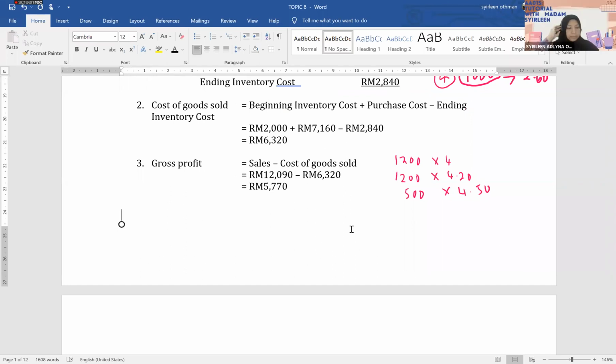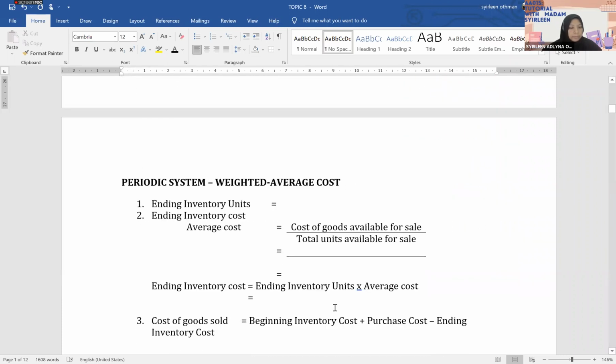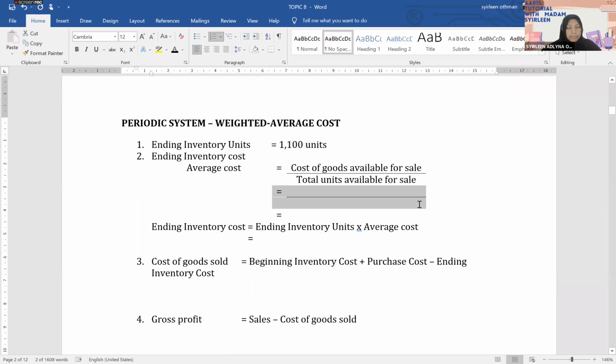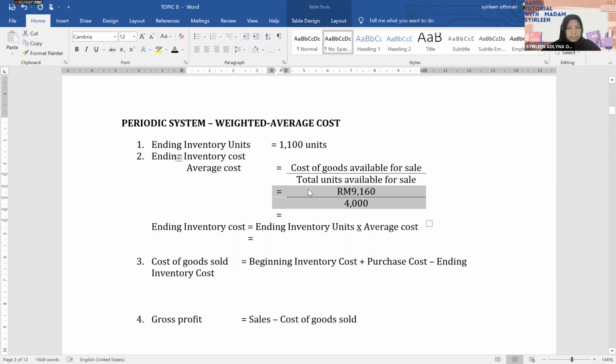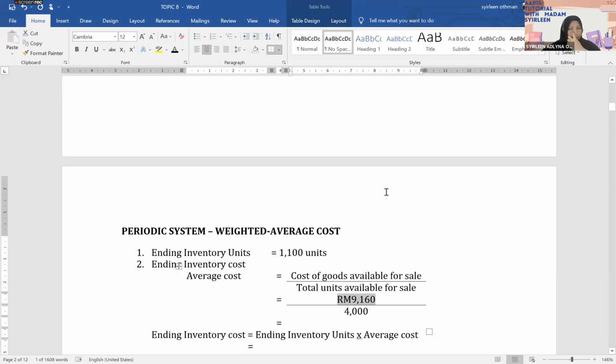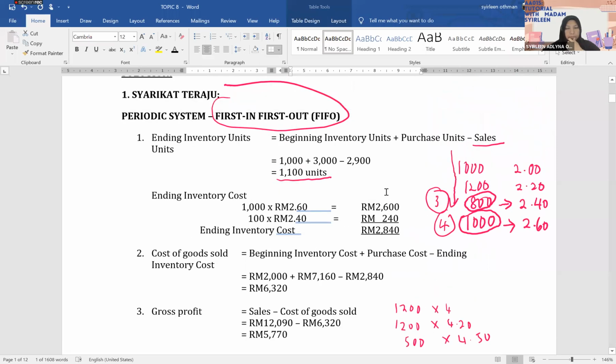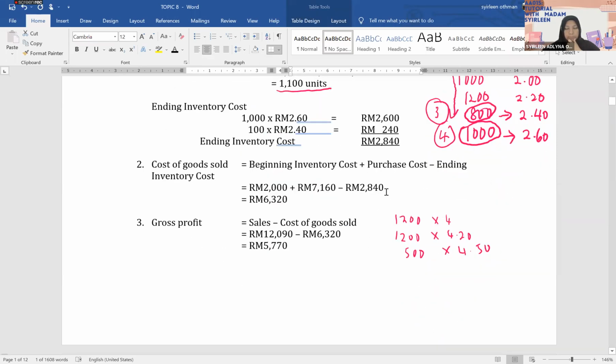Okay, kita tengok weighted average for the same question. Ending inventory cost tak perlu kira semula, just ambil je dari atas. So you get the average cost by adding up everything. Semua purchase yang awak beli tadi tu, that is 9,160. This one, kalau kamu tak tunjuk calculation pun should be okay, sebab that one 9,160 is already calculated up dekat atas.